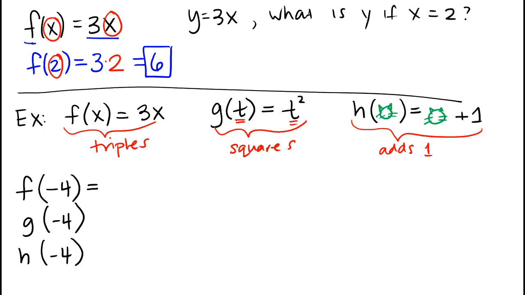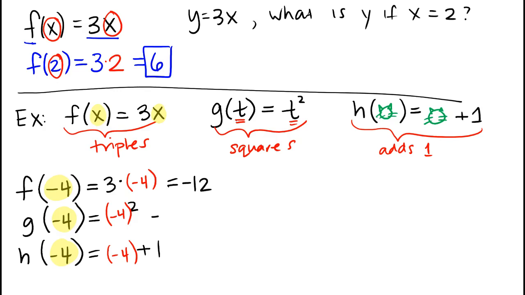All right, so coming back, remember, this is just giving us a rule. Whatever is inside the parentheses is going to replace the x. So this one is going to multiply by 3, this one is going to square, and this one is going to add 1 to whatever our input was, which was always -4. So 3 times -4, -4 squared, and -4 plus 1. So our three different values are -12, 16, and -3.